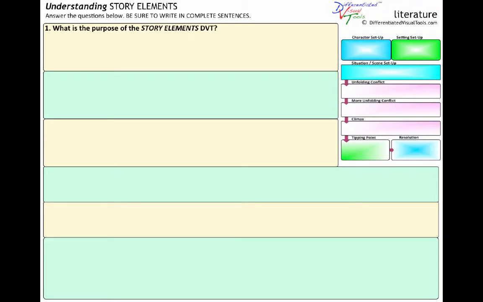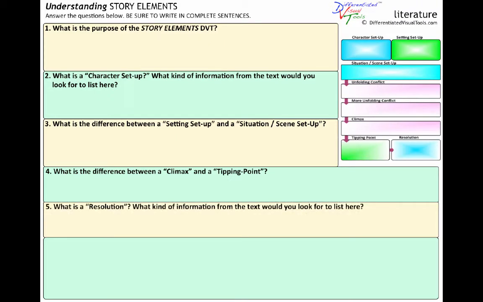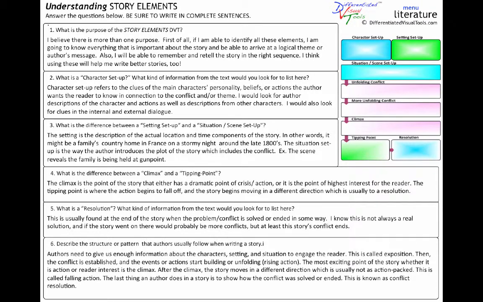So example questions include, like, what was the purpose of the Story Elements DVT? What is a character setup, and what kind of information from the text would you look for to list here? What's the difference between a setting setup and a situation or scene setup? What's the difference between a climax and a tipping point? And what is a resolution, and what kind of information would you look for to list here? And finally, describe the structure or pattern that authors usually follow when writing a story. Included in the Stratagem resources is an example of how responses might look with this formative assessment.